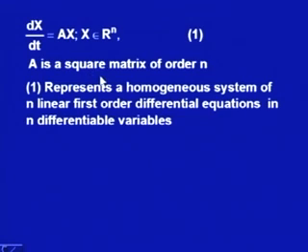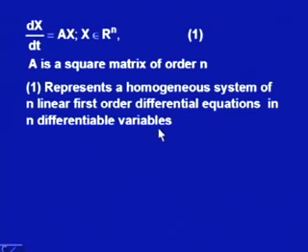Now, 1 represents a homogeneous system of n linear first order differential equations in n differentiable variables, because x is a column vector. So, this left hand side is actually n terms, on the right hand side we have this product, and x is a column vector. So, actually this system represents n differential equations, because each equation has d by dt involved in it, and since we are considering derivatives, the functions should be differentiable.